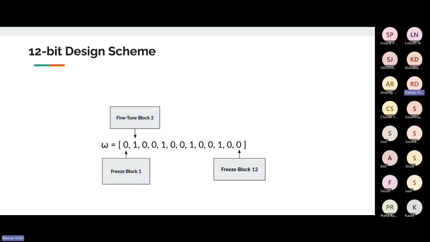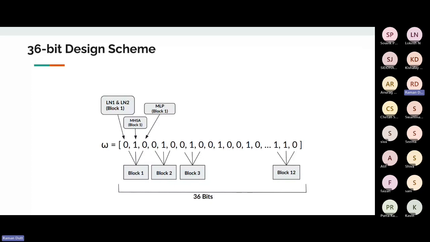So this is a 12-bit mask that I've been showing in the presentation. Each element can either denote a block, or it can denote an attention layer, or it can denote a normalization layer. But it cannot denote all the three things at the same time. But this is a 36-bit mask. Here, 3 bits represent a block. So if you see the first 3 bits, 0, 1, and 0, they all belong to block 1. The first bit, which is 0, denotes all the normalization layers in a particular block. The second bit denotes the multi-head self-attention block. And the third bit denotes the MLP block.